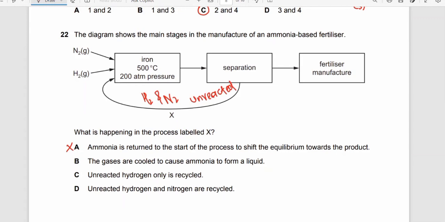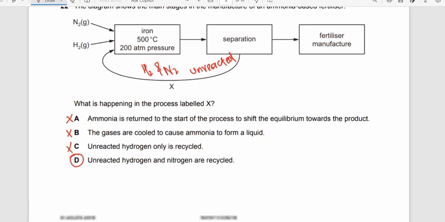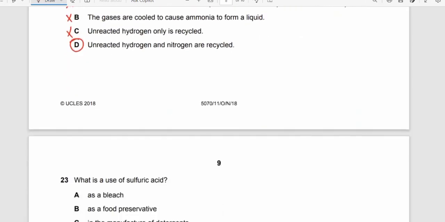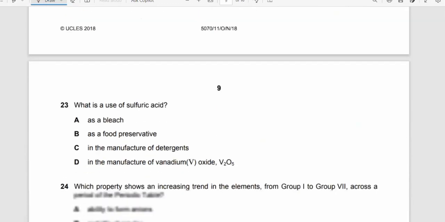It doesn't take place over here. Unreacted hydrogen only is recycled. No. Unreacted hydrogen and nitrogen are recycled. Yeah, of course. Both of these unreacted gases are sent back, compressed, and passed through the hot iron powder, and ammonia is formed.